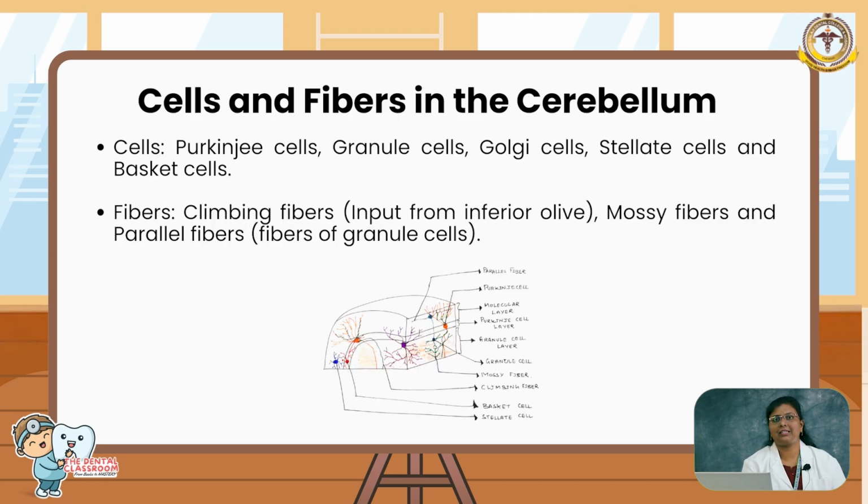So there are a few cells and fibers in the cerebellar cortex. The cells are Purkinje cells, granular cells, Golgi cells, stellate cells and basket cells. The fibers present in the cerebellar cortex are climbing fibers, which receive inputs from the inferior olivary nucleus, mossy fibers, and also parallel fibers from the granule cells. These are the three different fibers present in the cerebellar cortex.